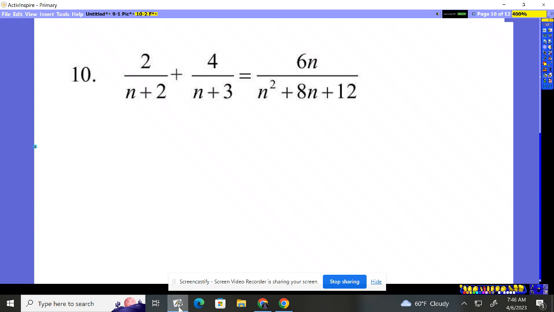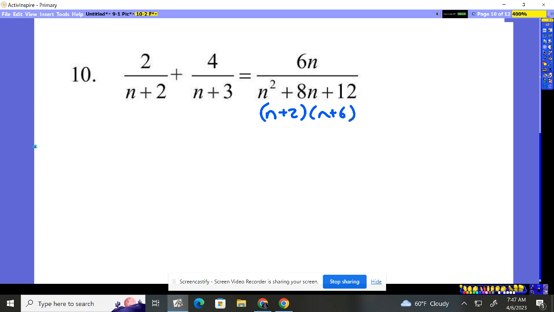Number 10. This one's going to be a bit of a challenge, but no big deal. We can do this. So we have an n plus 2 in the bottom and n plus 3. This n squared plus 8n plus 12, what does it break down to? It breaks down to an n plus 2 times an n plus 6.